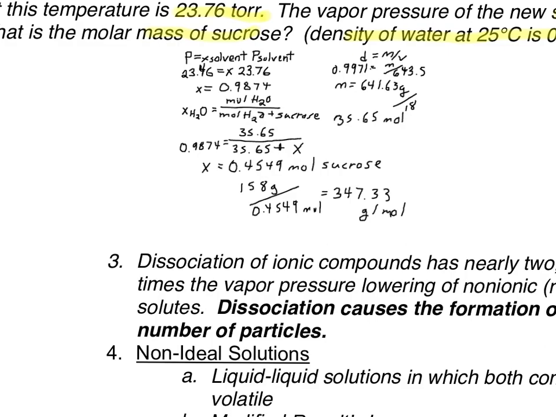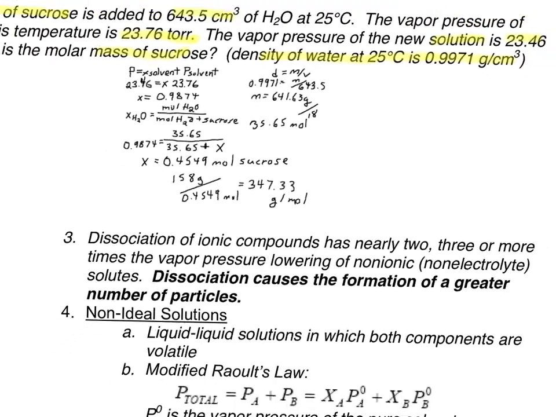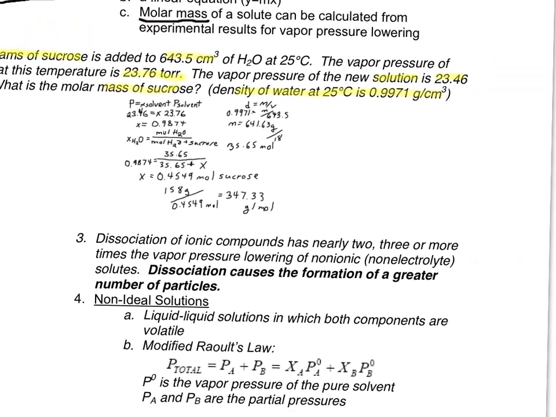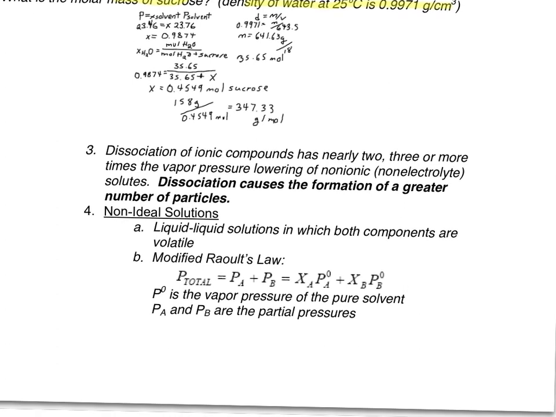All right. Next thing we're going to look at here is what the big deal about this is. Whenever you dump in a soluble ionic compound, it is going to dissociate. And when it dissociates, it causes the formation of a greater number of particles.